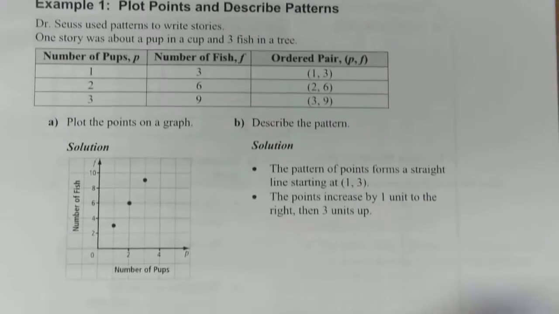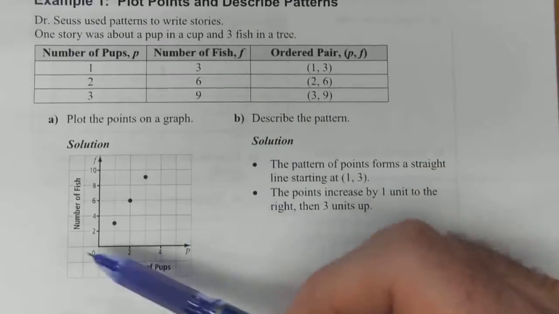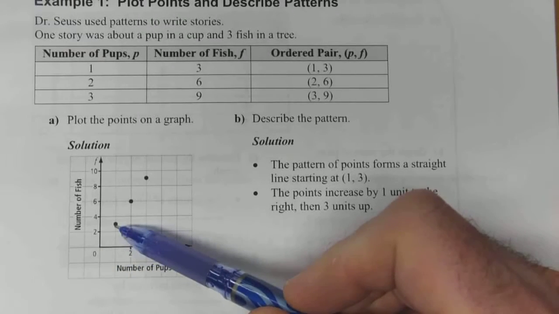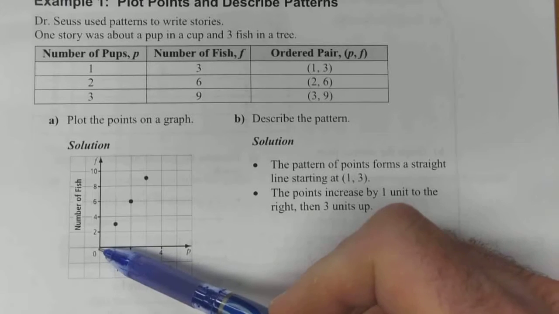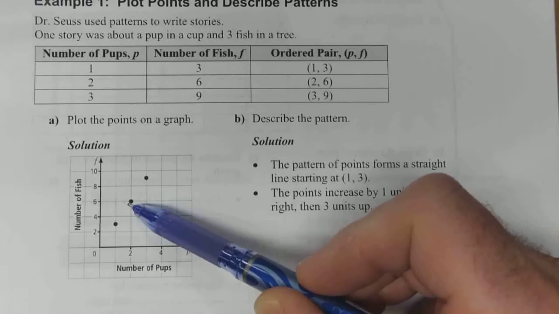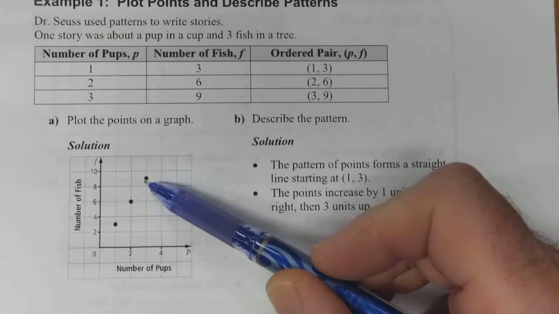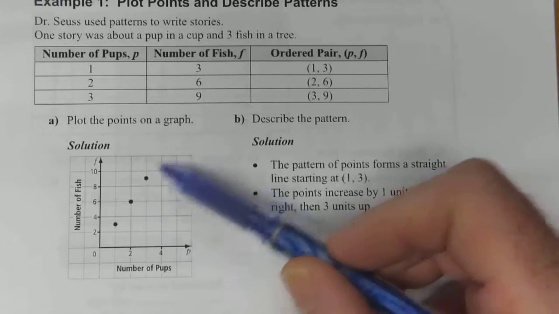If you plot the points on a graph, you start at the origin, over 1, up 3, there's the first point. Next one is over 2 and up 6, and then the third one is over 3 and up 9. So there's those 3 points.